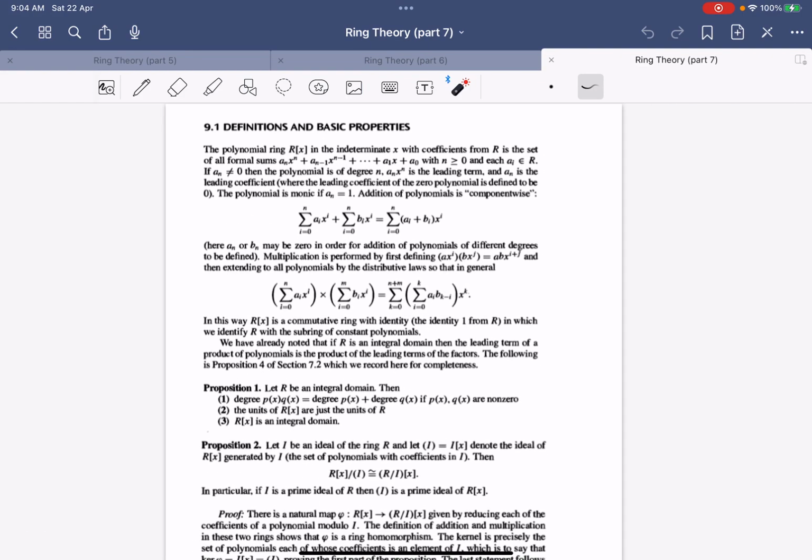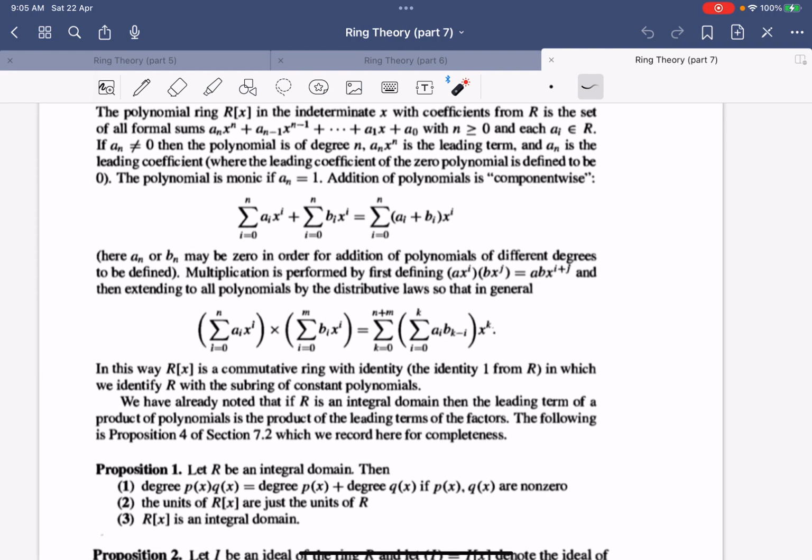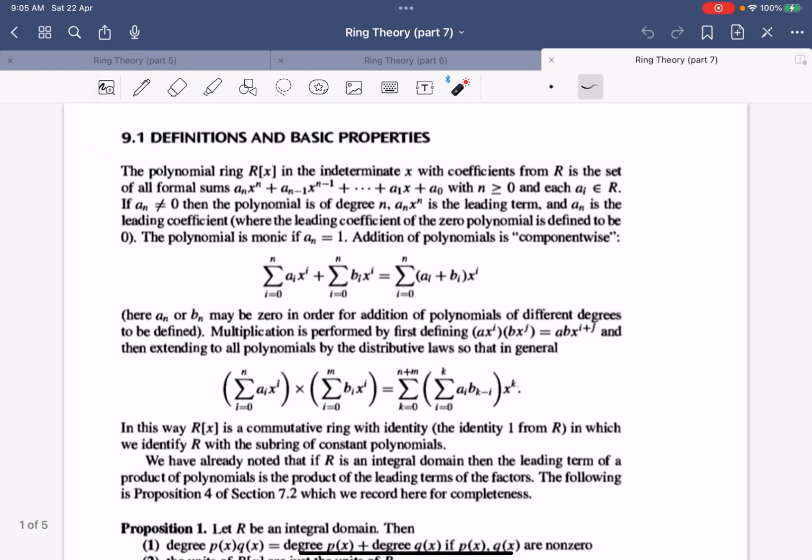Hi, in this video, I'll go through an example of a ring. And this example is fairly important as it comes up quite a lot in practice. And many people have tried to uncover more and more properties of this ring. So, what is the ring that we're talking about today?